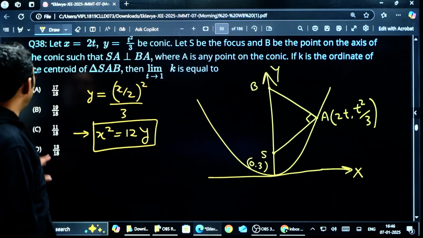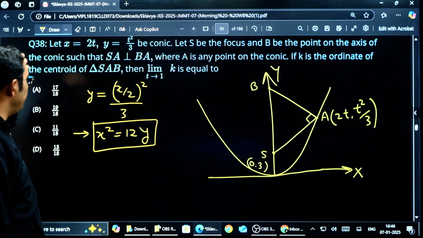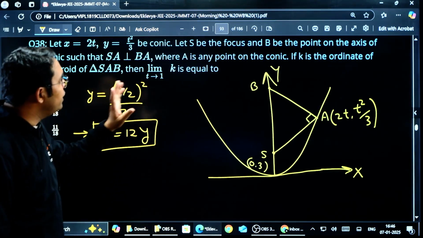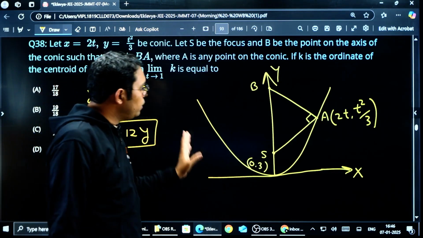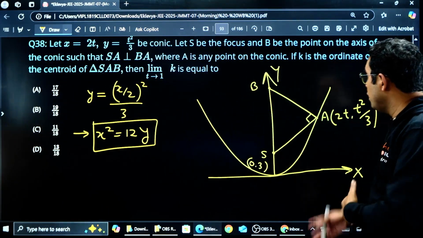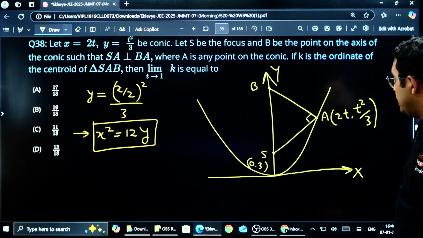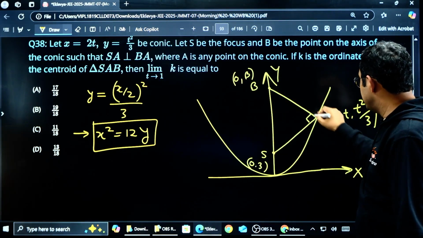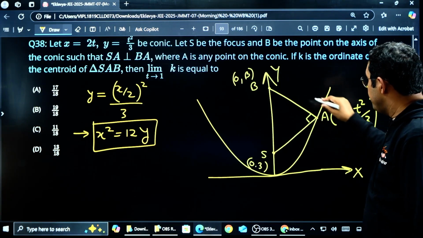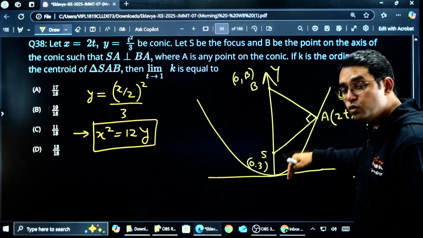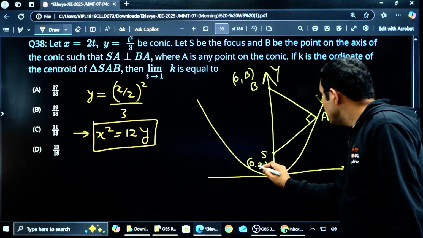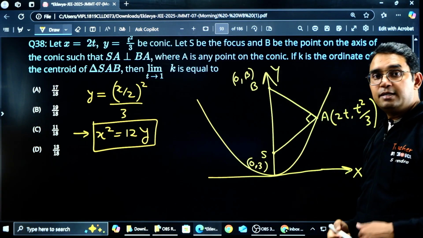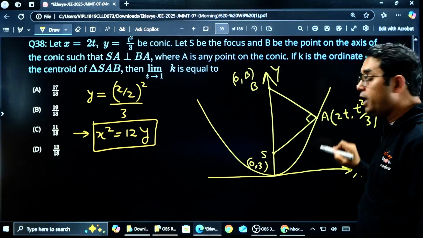And they are saying K is the coordinate of the centroid of SAB, then as t approaches 1, what should be the value of K? K is the ordinate actually. So we have to find the y coordinate of the centroid of this triangle. Now please see, if I take B as (0, beta), let us say, then because this angle is 90 degrees, we can find the slopes of these two lines, and their product should be minus 1.